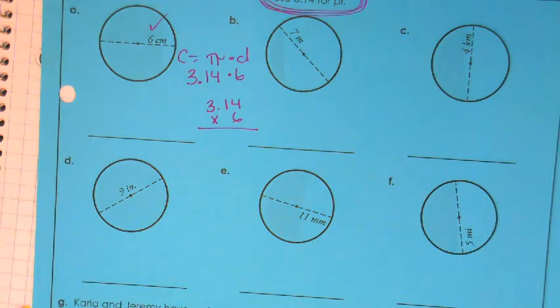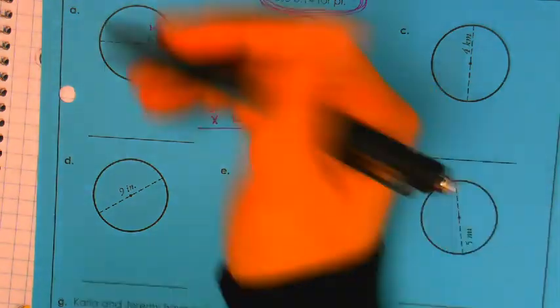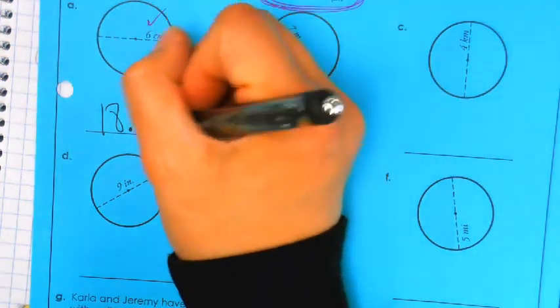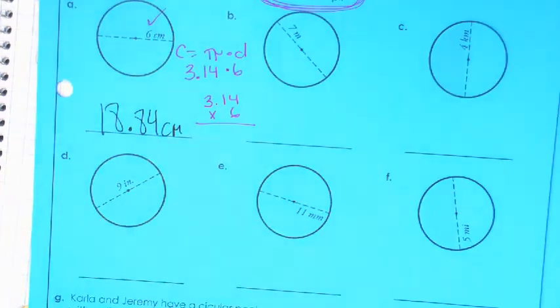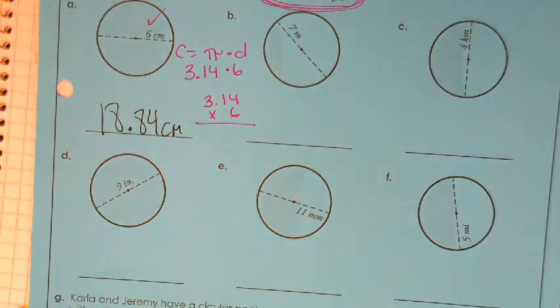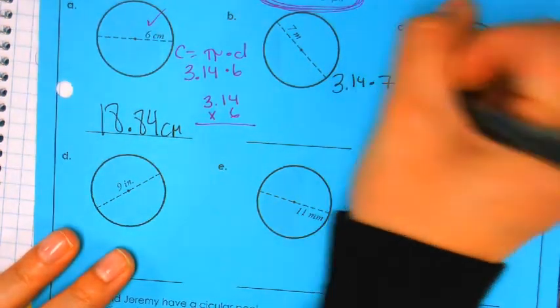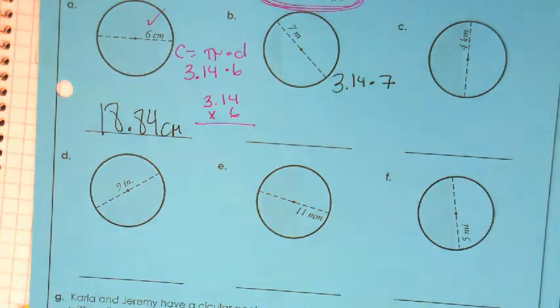Type it in, type it in, type it in. Okay, what did we get when we typed it in? 18.84 centimeters. Yep. Centimeters. All right, what are we going to type in for letter B? 3.14 times 6. No. 3.14 times 7. We're going to hold there. Type it in. So now do letter B. 3.14 times this number.